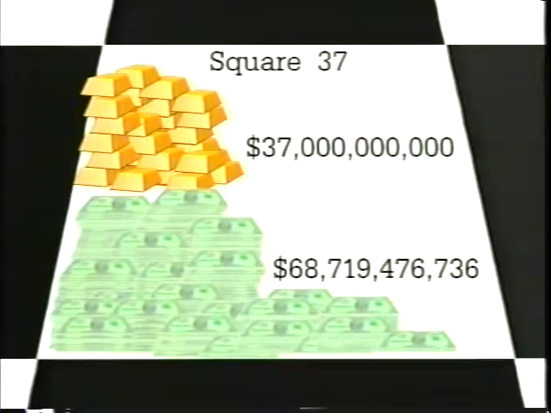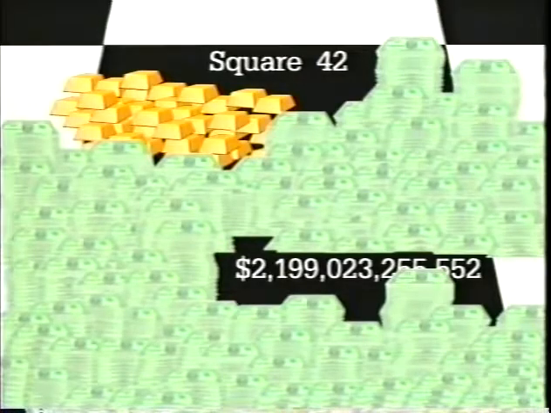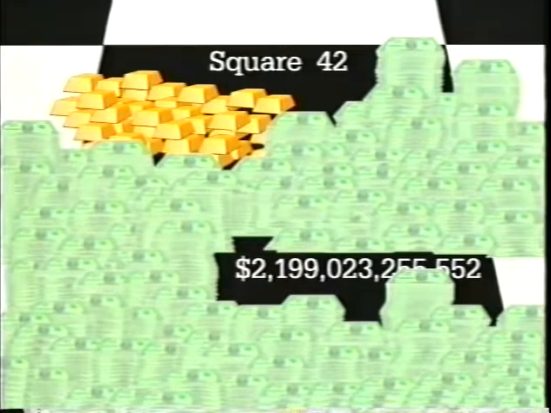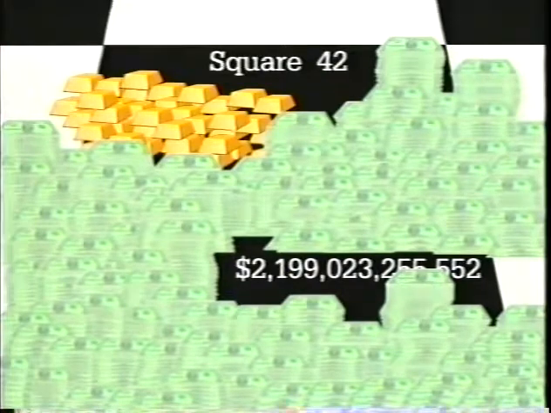On the 37th square, the exponential pile, $68 billion, surpasses the amount on the linear pile, $37 billion. And the exponential amount on the 42nd square is greater than the sum of the money on all the squares of the linear model. Let's graph this situation. We'll put the number of squares on the horizontal scale and dollars, in tens of billions of dollars, on the vertical scale. Here we go.